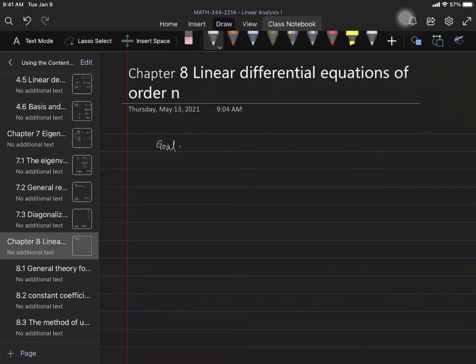Hello everyone, we will start chapter 8 today. It's called linear differential equations of order n. So the goal for this chapter is this: we want to solve linear differential equations of order n. In chapter 1, we only solved the first order differential equation, right?